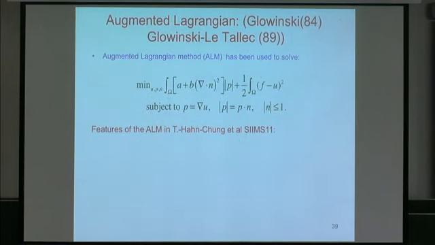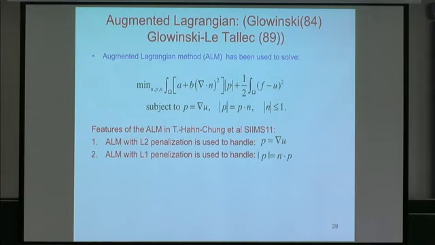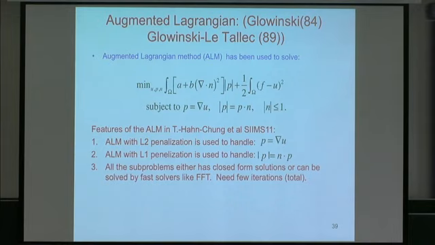Essentially, the original Elastica can be written in this way with those 3 constraints. You can use an arbitrary minimization code to solve it. But what we do is use Glowinski's Augmented Lagrangian. We deal with this constraint by penalization, and we deal with that constraint too. There is a difference: here we use L2 penalization, and here we use L1 penalization. Then we use alternating minimization. For each variable, you fix the other 2, minimize 1 of them, and then update the Lagrangian multiplier by gradient ascent. In this way all the subproblems are very easy to solve.